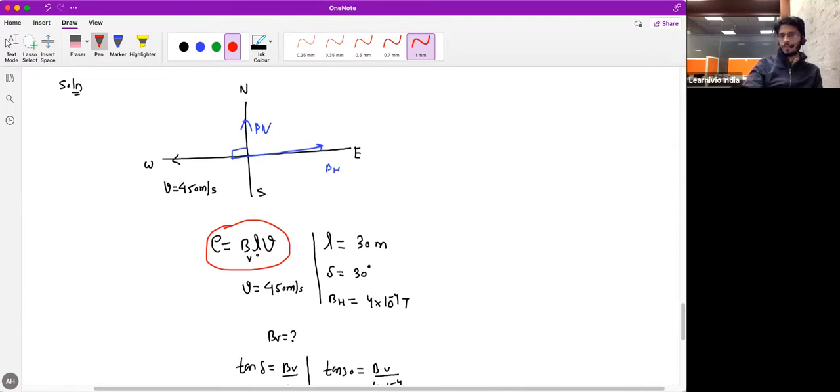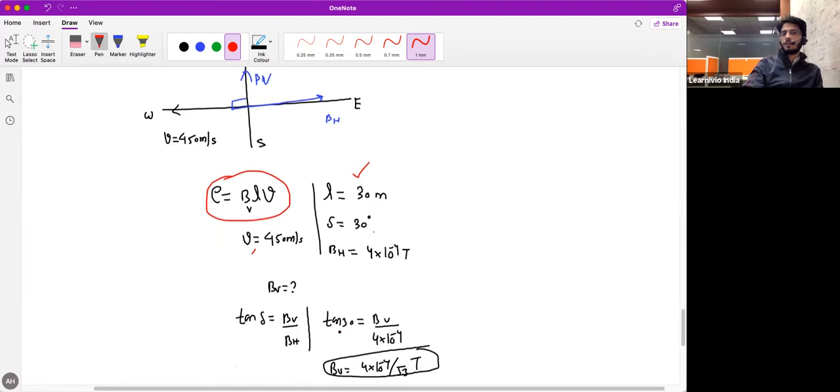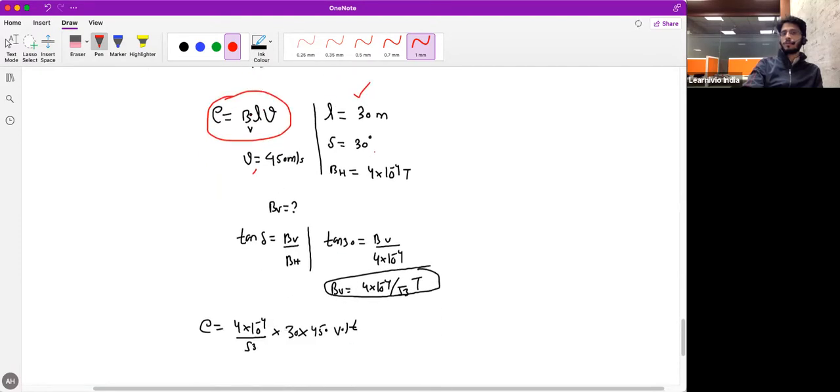So in this expression, B, L and V should be mutually perpendicular. So you won't use the horizontal component, we'll be using the vertical component. So that's velocity, this is the length of the conductor, this is delta. So if you have delta, you can get the value of vertical component, you can substitute the value of vertical component here and get the value of EMF.